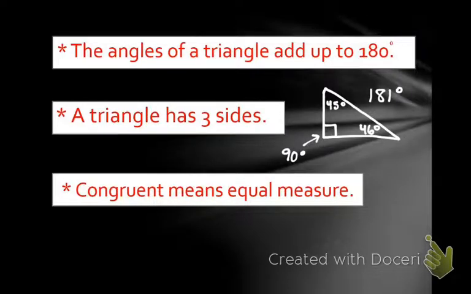Next up, always know that a triangle has 3 sides. And the last thing, you're going to want to know this will be a vocab term on your quiz. What does congruent mean? It means that it has equal measures.